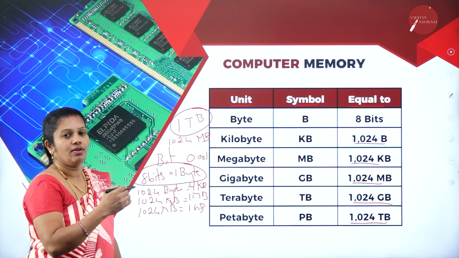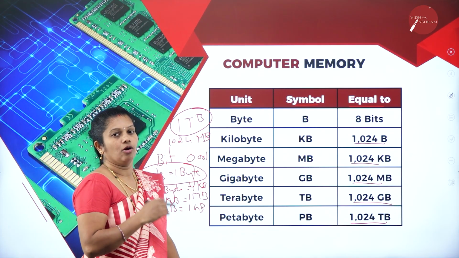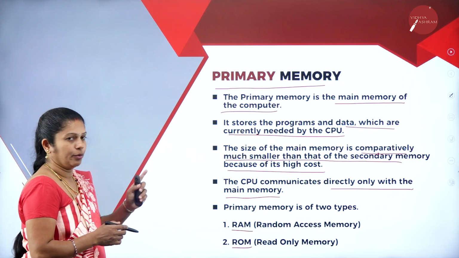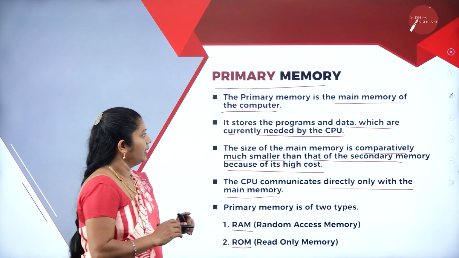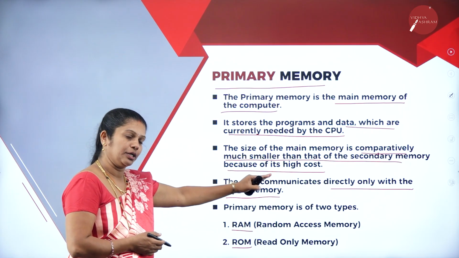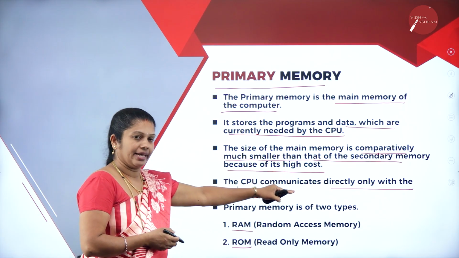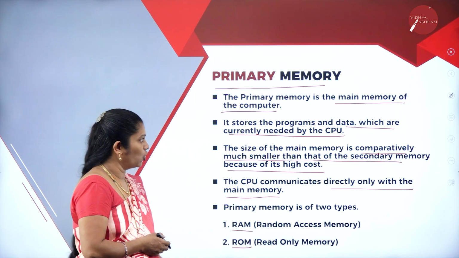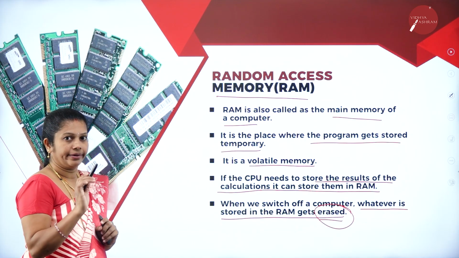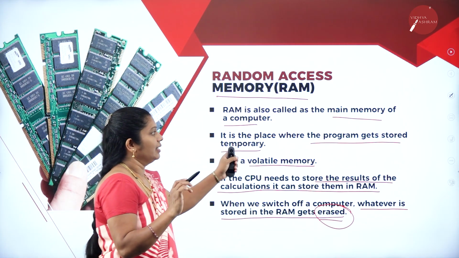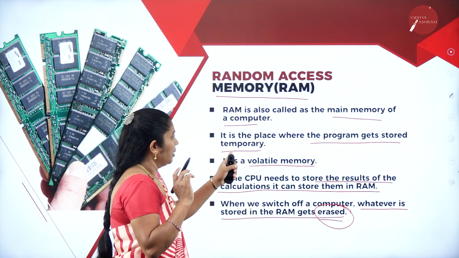In this way, we measure the capacity or storage capacity of the memory. Primary memory, main memory, stores recent data and recent applications, it is smaller compared to secondary memory, and it can directly interact with the CPU. When you come to classification, RAM and ROM: RAM, random access memory, we can read as well as write. It stores the data temporarily.